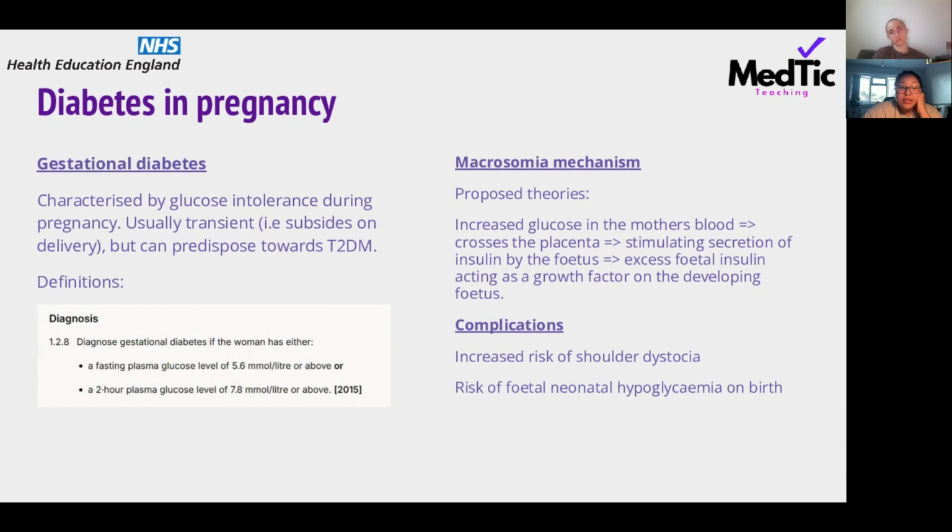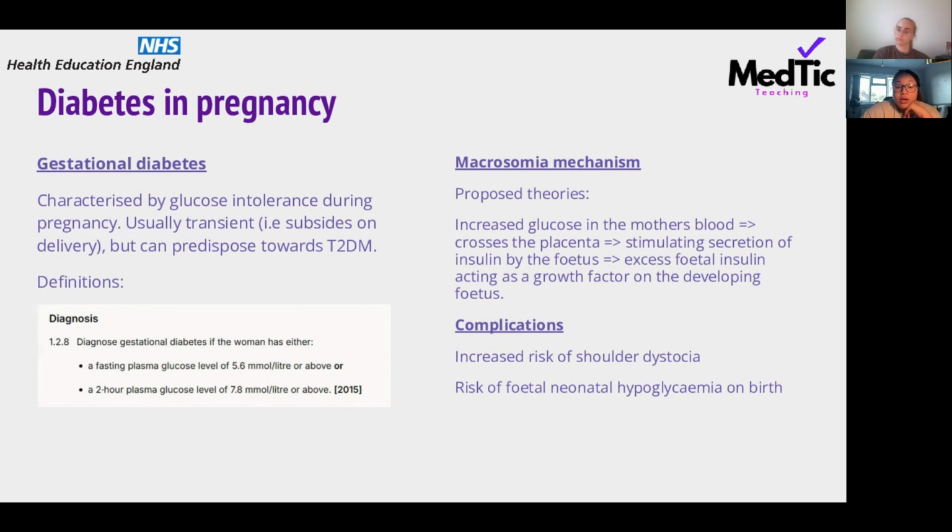Gestational diabetes is characterized as glucose intolerance during pregnancy. It's usually transient and can disappear for most women, especially after delivery, but it can also predispose them to developing type 2 diabetes in the future. Especially if a woman has developed gestational diabetes in her first pregnancy, there's also an increased risk of developing it in subsequent pregnancies as well.